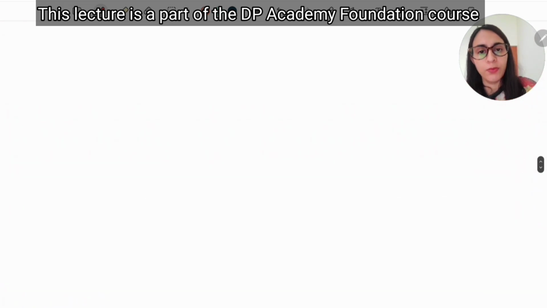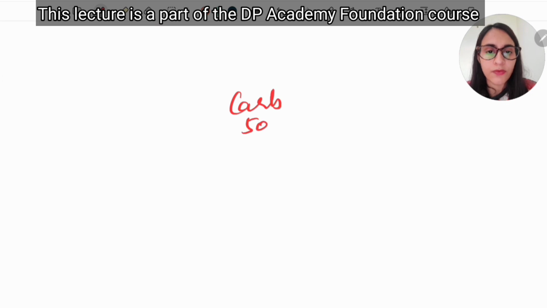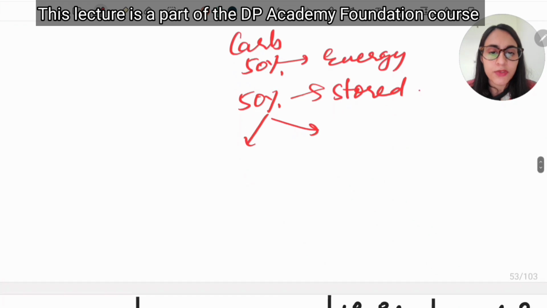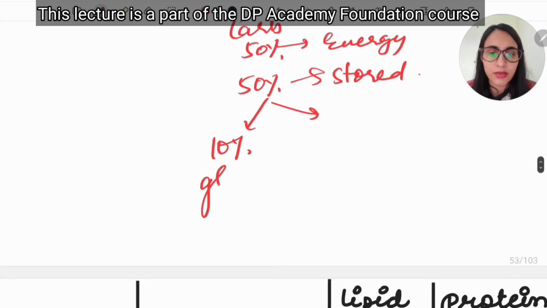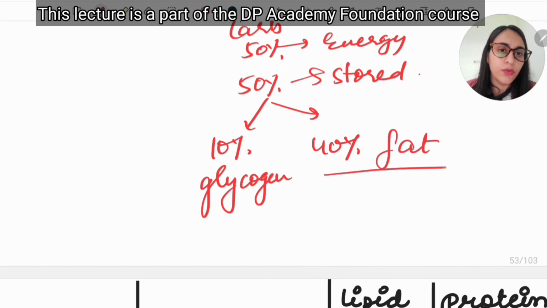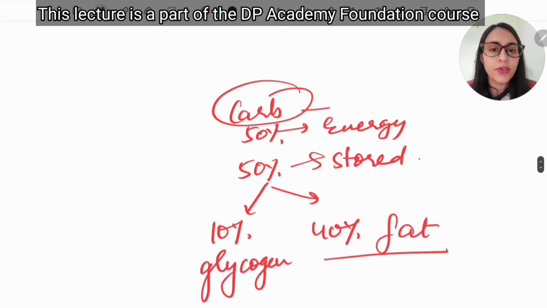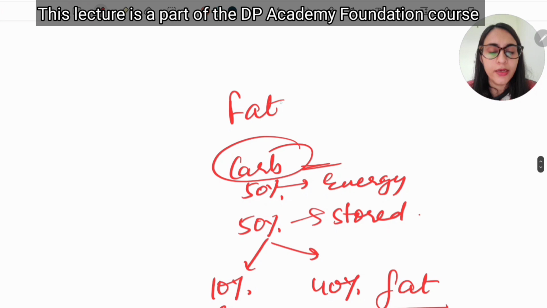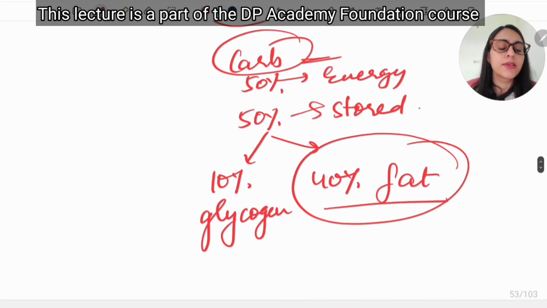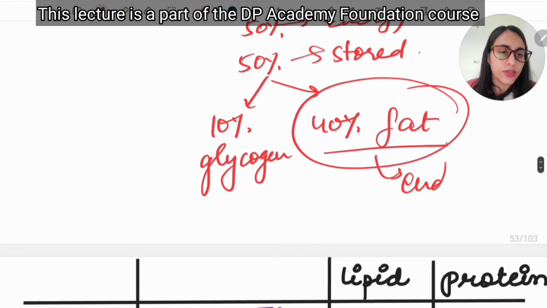And so if you remember this formula, we talked about that if you are taking a carb source, 50% of that carb source gives energy. The rest 50% is stored, right? It is stored in the body. Now out of that 50% which is stored, 10% as glycogen and the rest 40% is saved as fat. Now the fat that you are taking in the diet is the exogenous fat, and the fat that the body is synthesizing from carbohydrate is the endogenous fat.